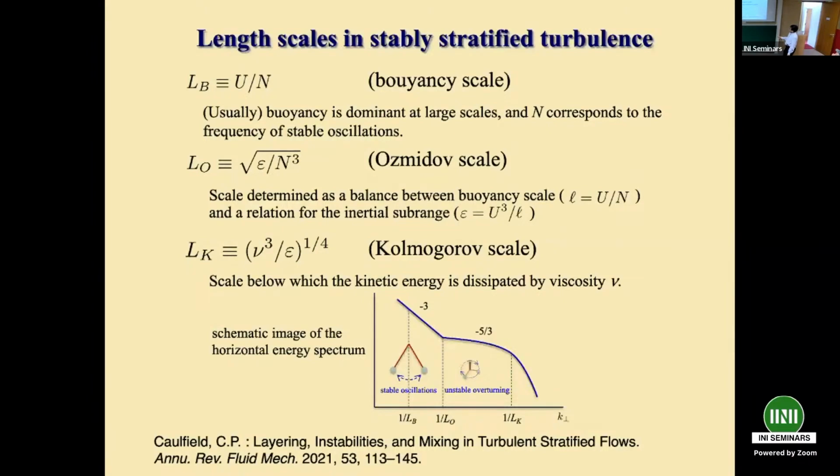So either 1 over LB or 2 pi over LB, we have a spectrum transition like this. So this is a picture for stably stratified turbulence. Did I answer your question? Yes, it sounds like you're not actually seeing the -3 regime in simulation. Right, right. So overturning is happening in that scale.